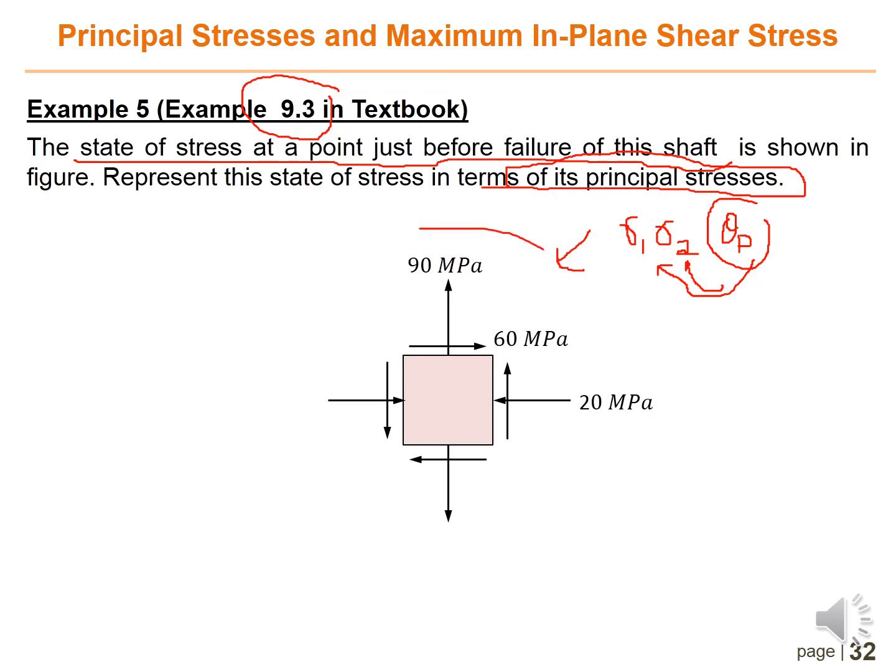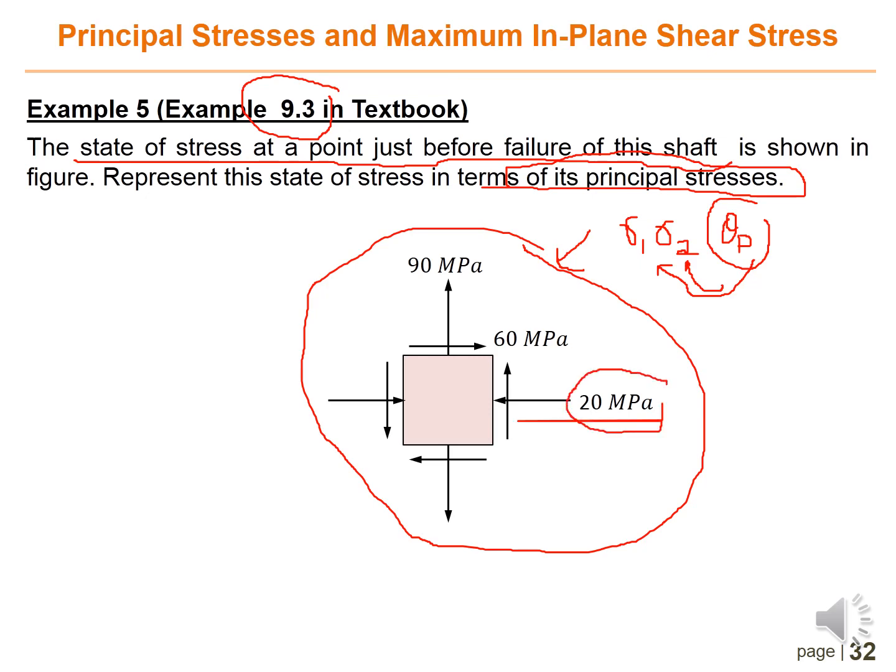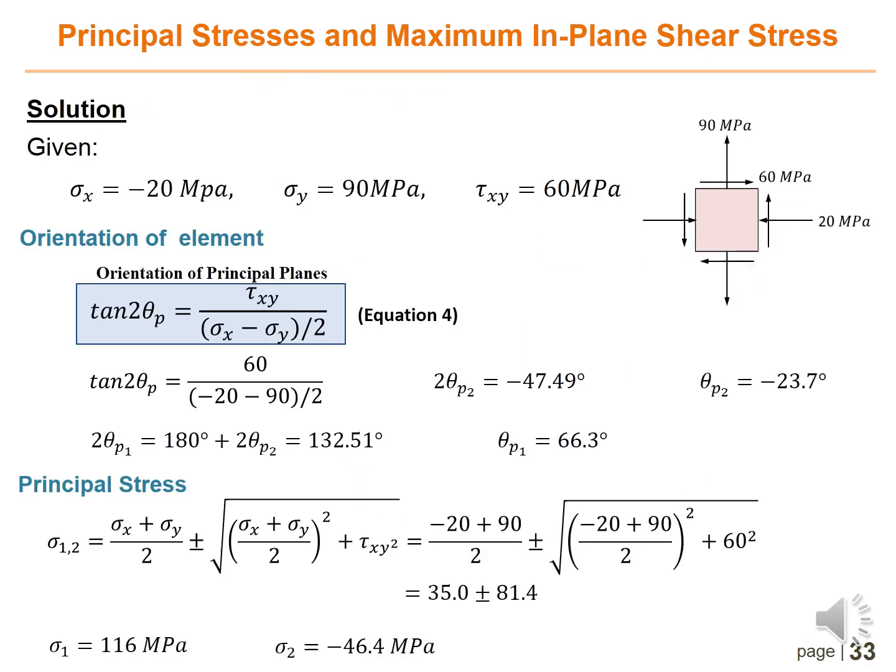Okay, so it is given this element, and this element has negative 20 megapascal of normal stress in the x-axis, positive 90 megapascal of normal stress in the y-axis, and also positive 60 megapascal of shear stress in the xy plane. Okay, so this is the solution. We have sigma x, sigma y, and tau xy given in the question.